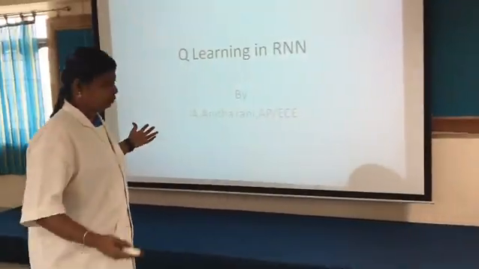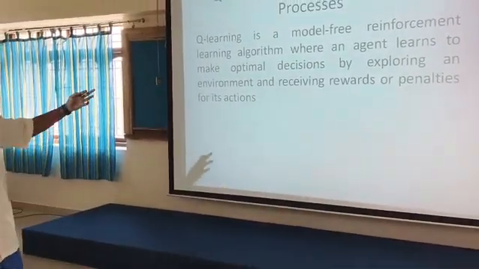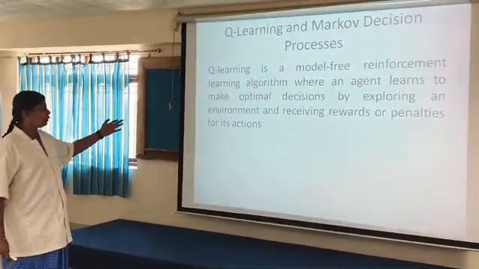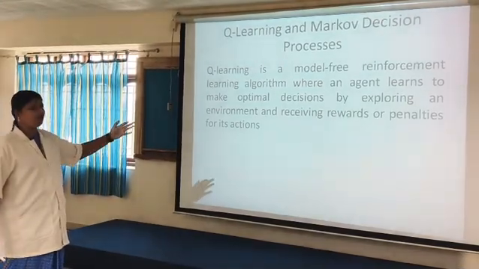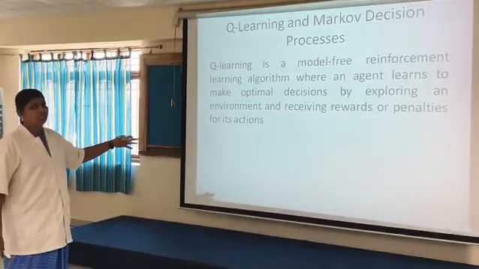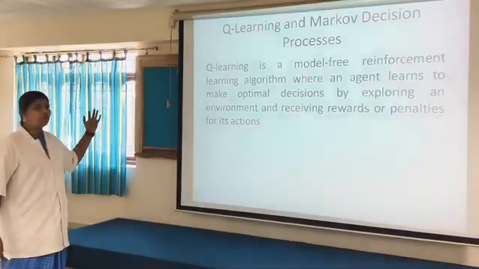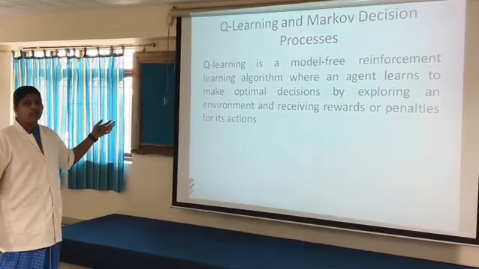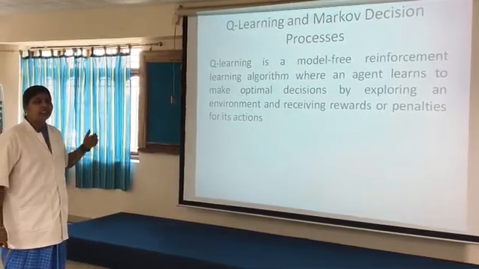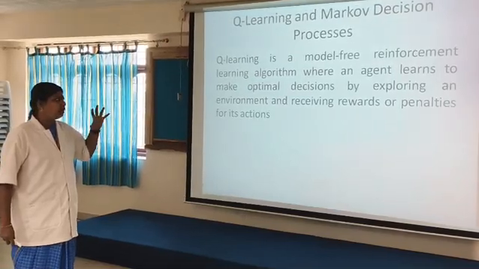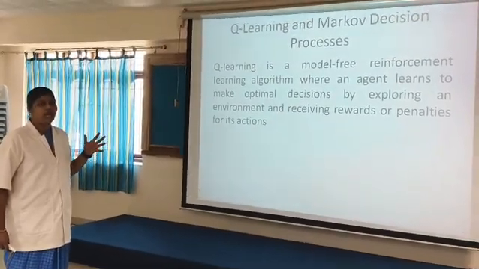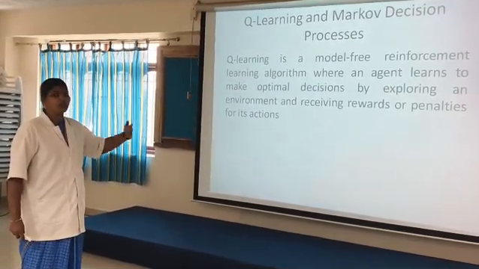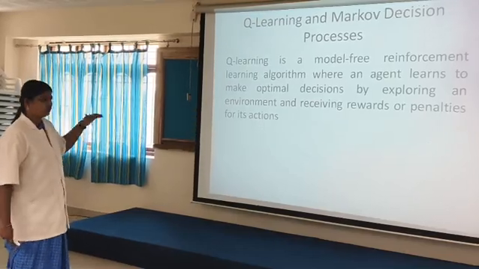Q learning is a model-free reinforcement learning algorithm where the agent learns to make an optimal decision by exploring the environment and receiving rewards or penalties for its actions. Each and every action can be a good action as well as a bad action. For example, a robot will have a state as well as an action. The state represents the situation of the robot, and the action represents the movement: up, down, left or right.